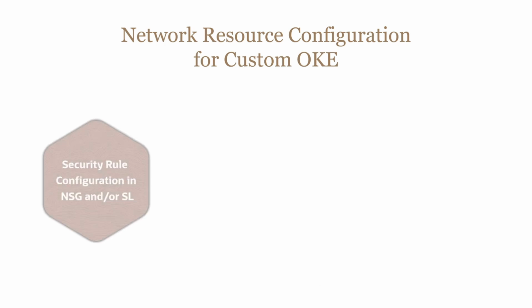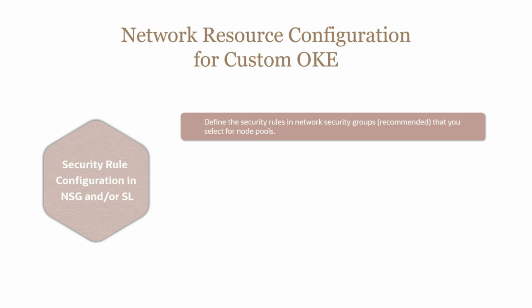Security rule configuration in network security group and or security list. The VCN where you are planning to create and deploy your cluster should have well-defined security rules. These rules can be specified in two ways. First, in the network security groups, which is the recommended approach. These groups are selected for node pools, the Kubernetes API endpoints, pods, particularly when using the VCN native pod networking, and load balancers if applicable. All of these when creating a cluster.